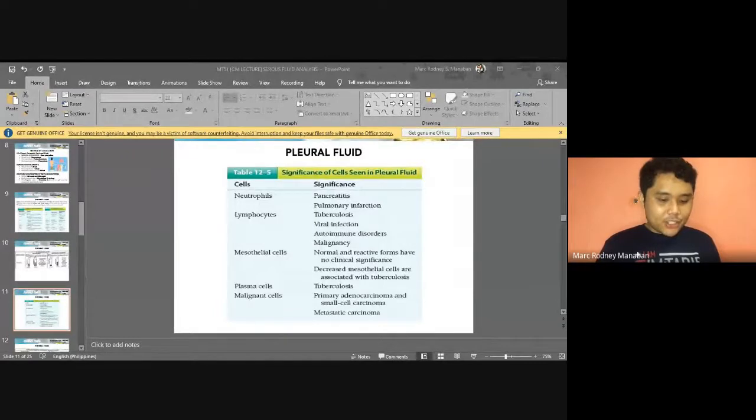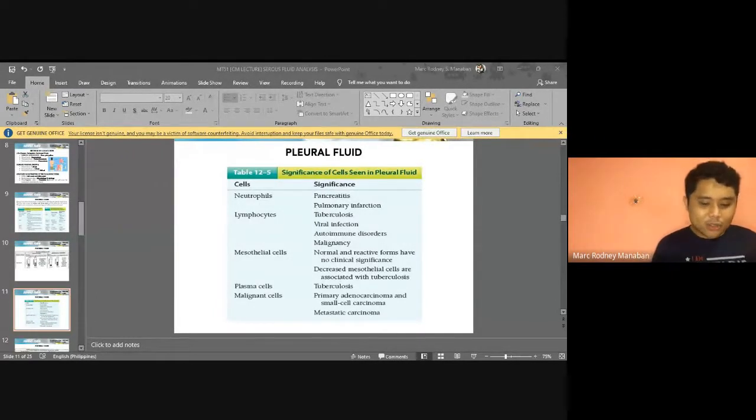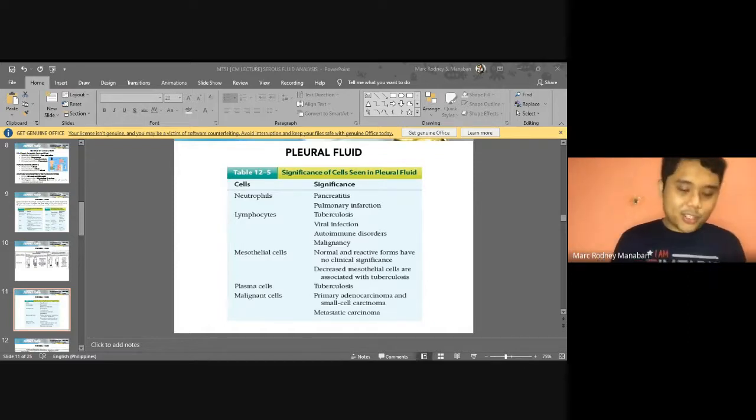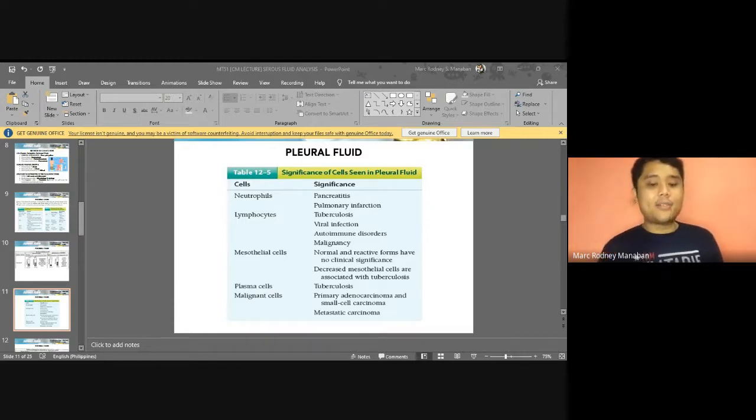Now, for the differential count, usually the total cell count is not performed, especially the RBCs and WBCs. Actually, the WBC count is performed, but the more important one is the differential count, because we can look at the different abnormal cells to differentiate the cause of your effusion. For pleural fluid, macrophages are the most numerous, followed by lymphocytes and then neutrophils. So normally, the most abundant cell in your pleural fluid is the macrophage, followed by the lymphocytes, and lastly the neutrophils.